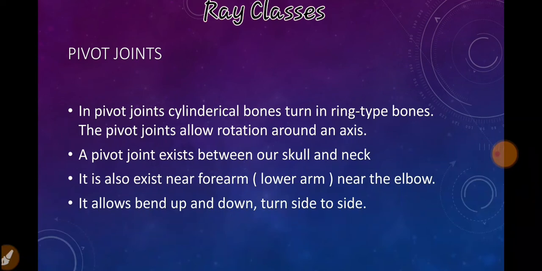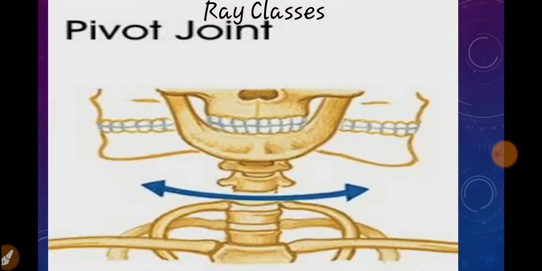Another point, pivot joints occur in the forearm. It means the lower arm near the elbow. The forearm has two bones, radius and ulna. In the forearm, the pivot joint makes the radius and ulna bones twist around each other. The pivot joint in the forearm makes us turn our forearm to hold the palm of the hand up or down. From this discussion, we can say that pivot joints occur in the neck and forearm. We can see here pivot joints.